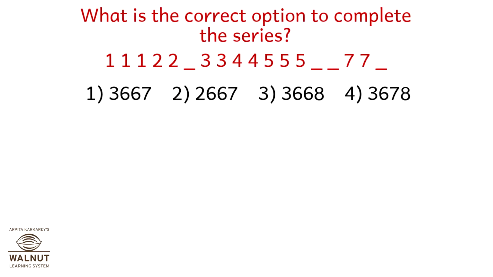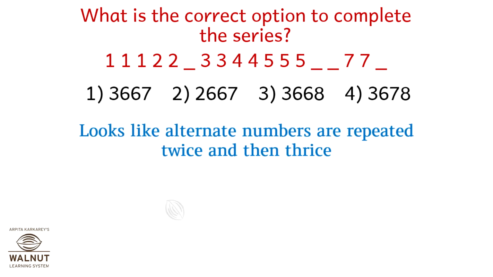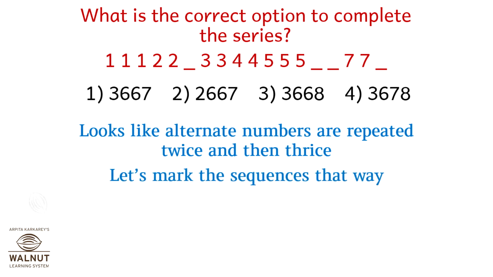What is the correct option to complete the series given below? Looks like alternate numbers are repeated twice and then thrice. Let's mark the sequences that way. So we draw a line between 1 and 2, and after 2, after 3, after 4, after 5, after the two dashes, and what do we find?